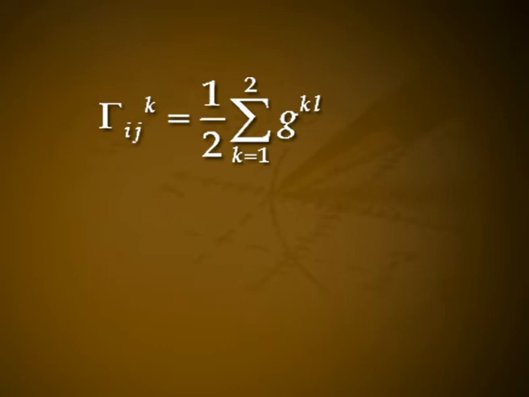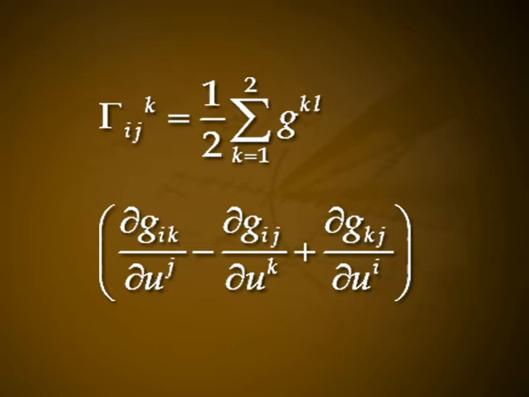Proposition 2. For a coordinate patch x from U to R^3 with metric coefficients g_ij, Γ_ij^k is equal to 1/2 times the sum over l from 1 to 2 of g^kl times (∂g_il/∂u^j minus ∂g_ij/∂u^l plus ∂g_lj/∂u^i).